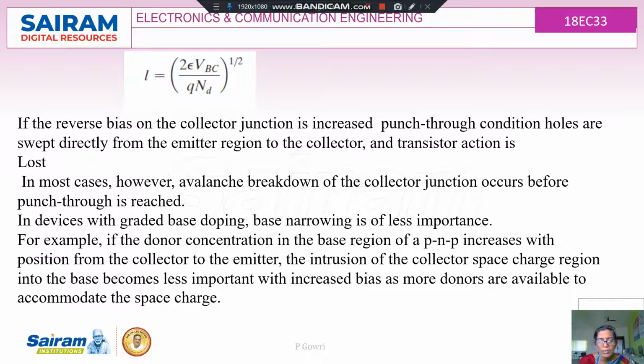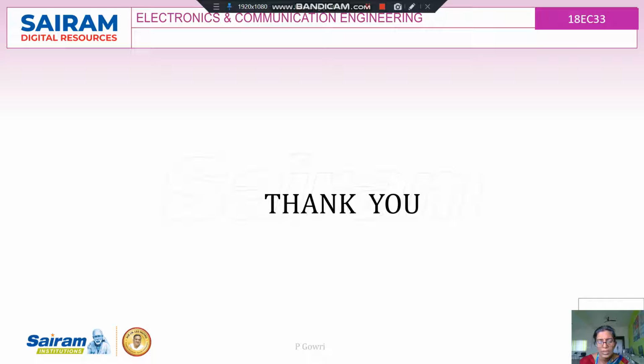So for a normal transistor, for example, the donor concentration in the base region of a PNP increases with position from the collector to the emitter. The collector space charge region into the base becomes less important with increased bias as more donors are available to accommodate the space charge region. So here we have seen two concepts: one is base narrowing and another one is graded dopant. Both will result in a change in the operation of the transistor, and this should be considered during the design process. So thank you.